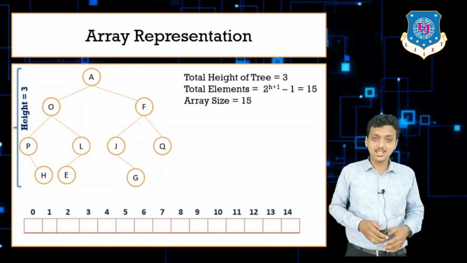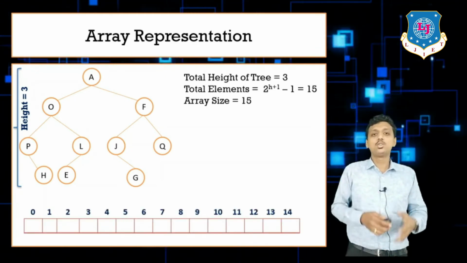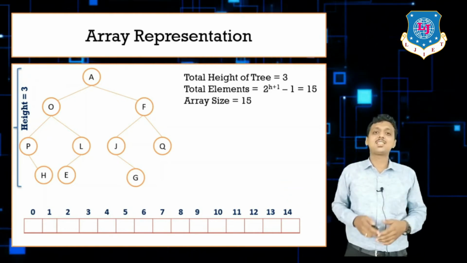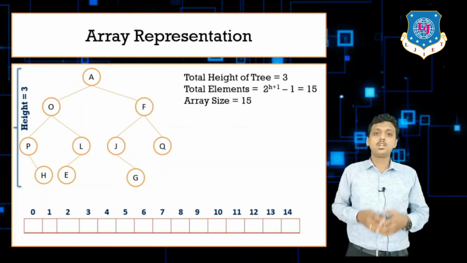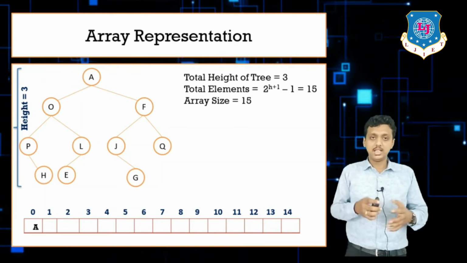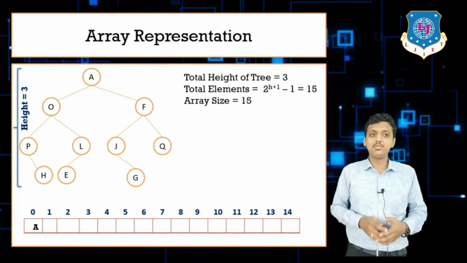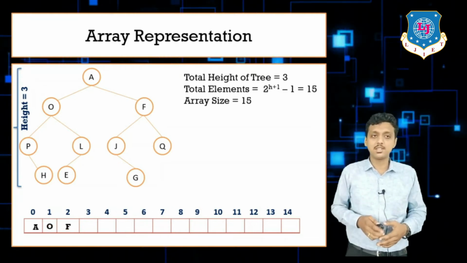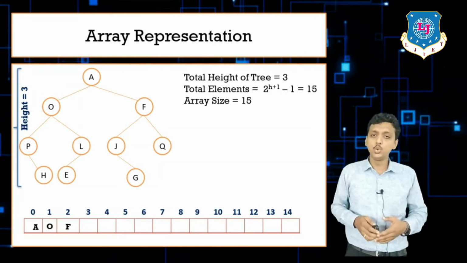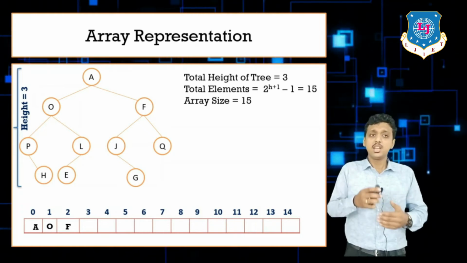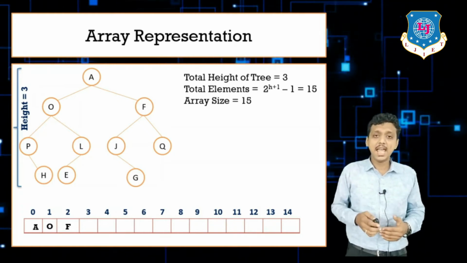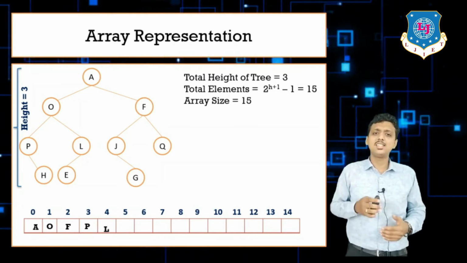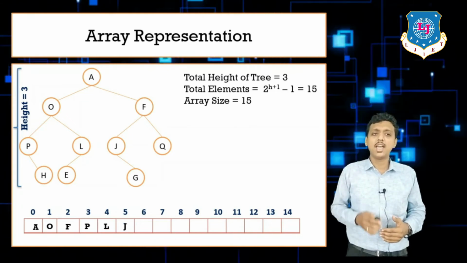So here are the array indexes, 0 to 14, and then let's start with the root node first. Here the root node is A, situated at position 0. Then we have O and F with us. It goes the same as previous: O at 1, F at 2. Now next, students, we have P, L, J, Q. So I'm just going to insert P, L, J and Q.